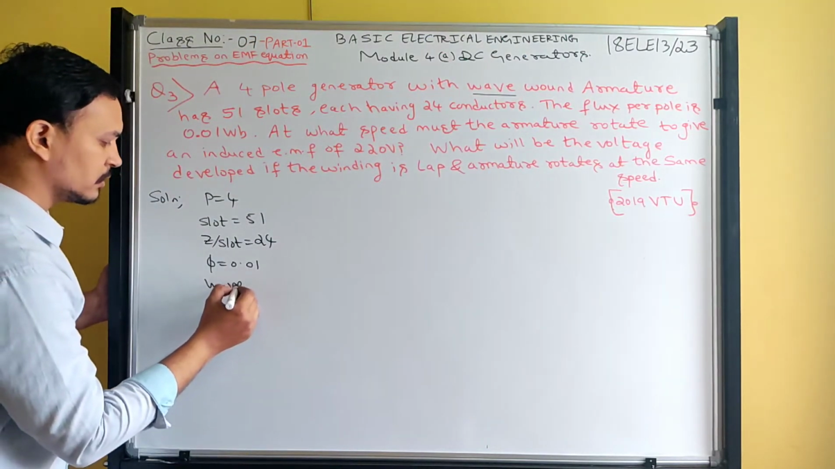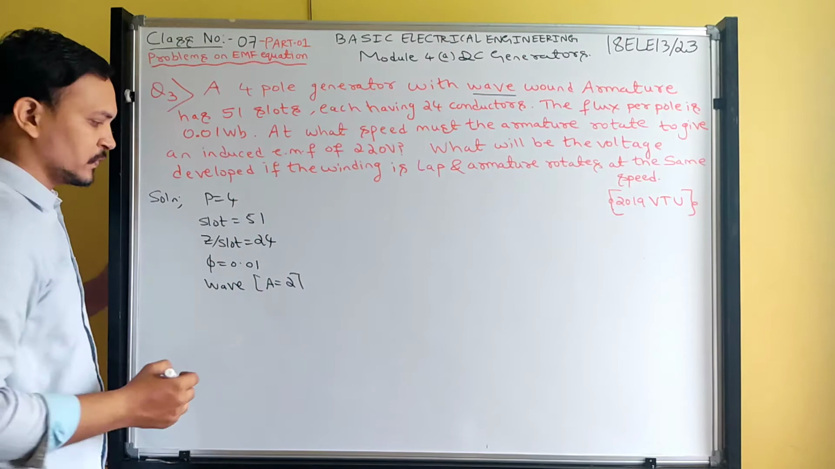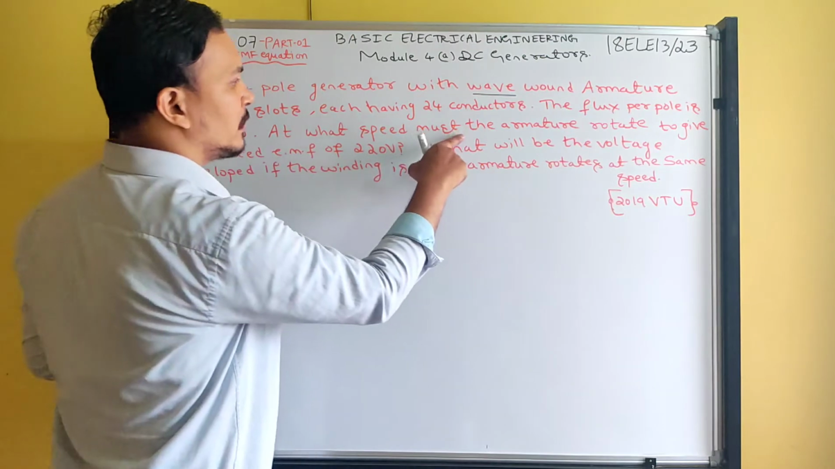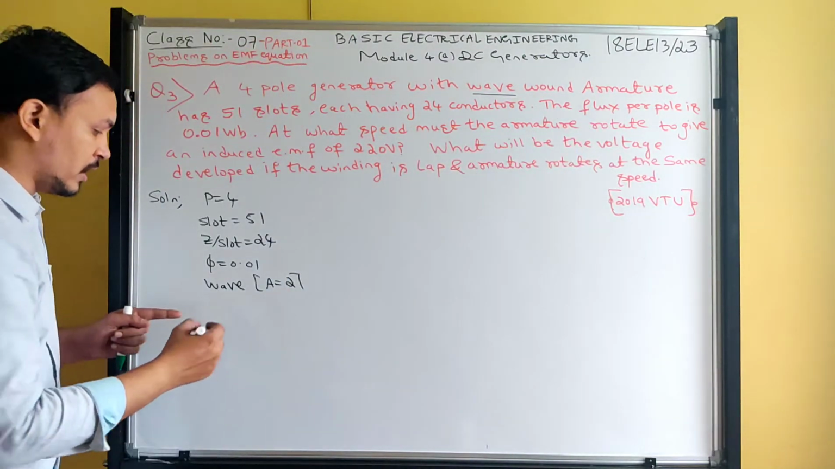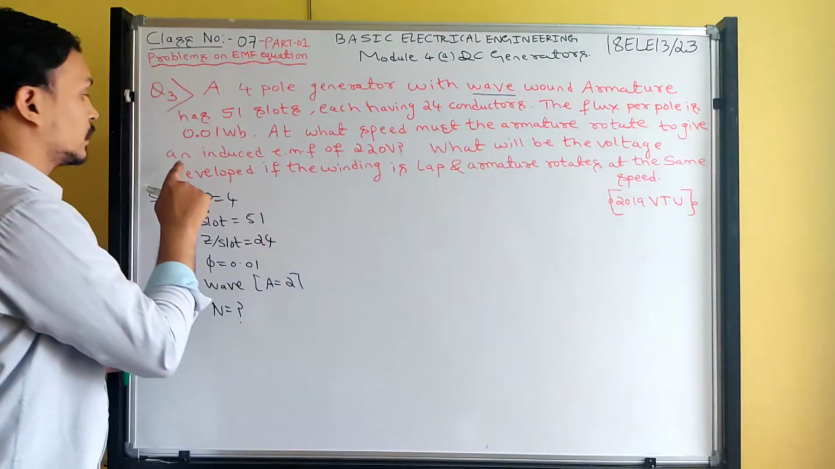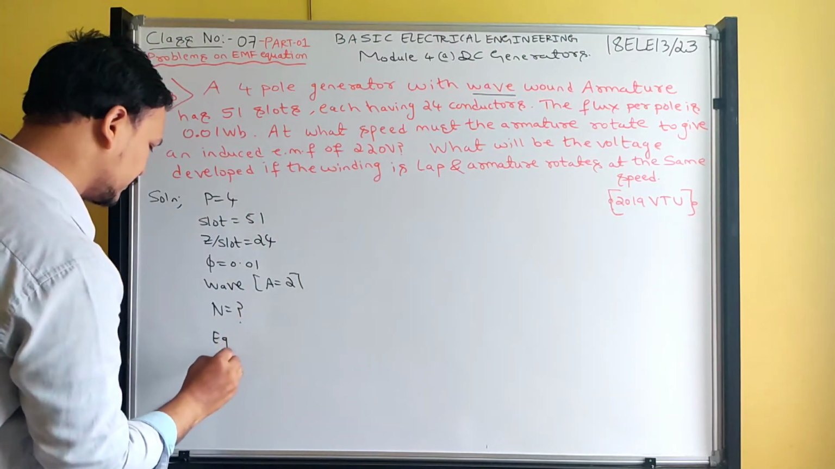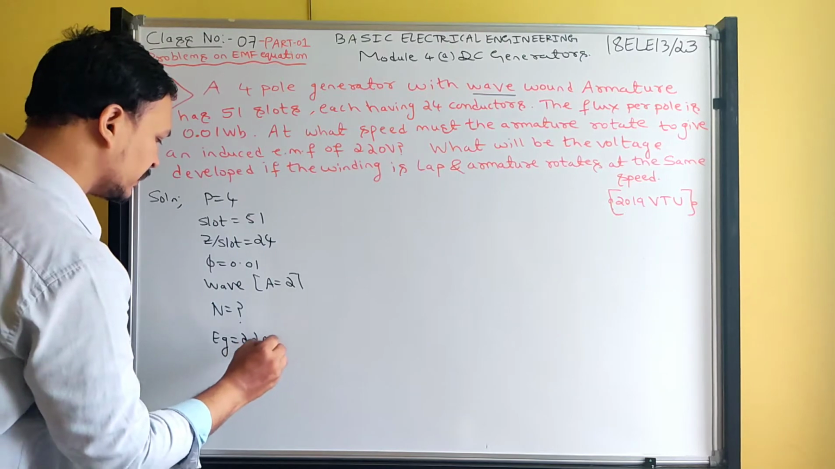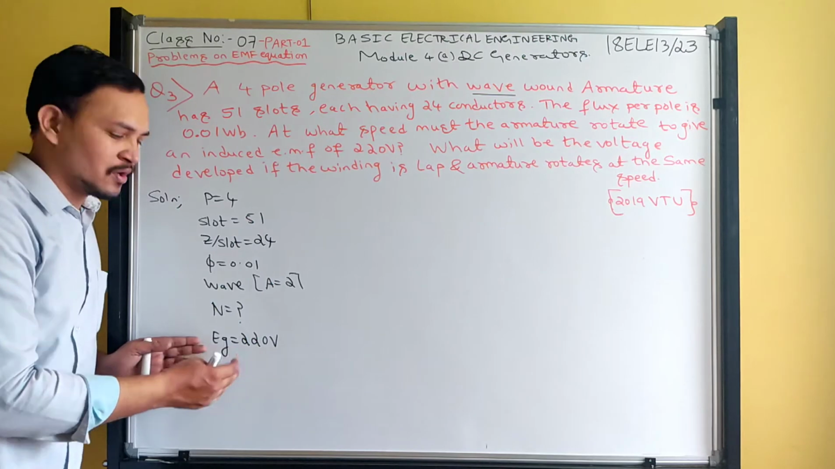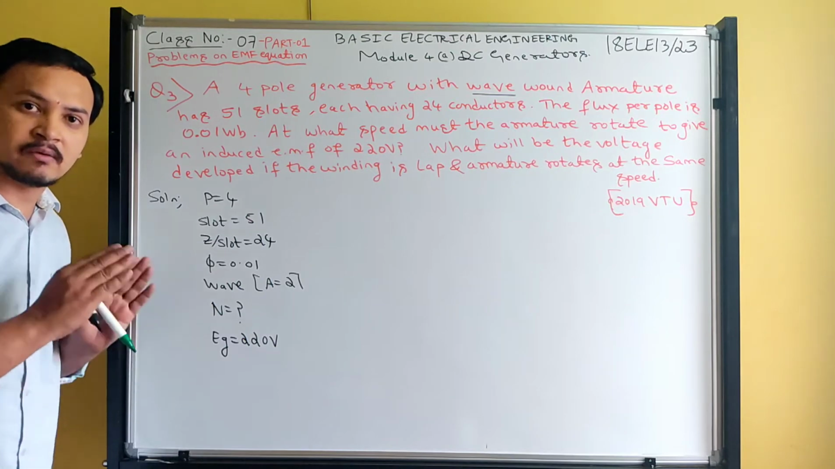What type of machine? Wave connected. Wave connected means what should we take as the A value? 2. With this data, they are asking at what speed the armature must rotate to give an induced EMF of 220 volts. They have given the EG value. With this data the machine induces 220 volts. At what speed is this voltage generated? That speed you should calculate. This is the first part.